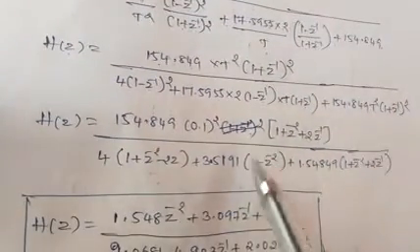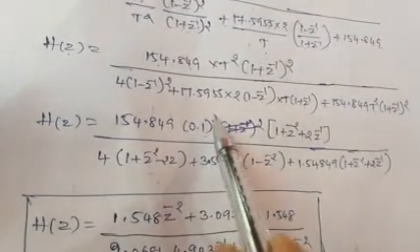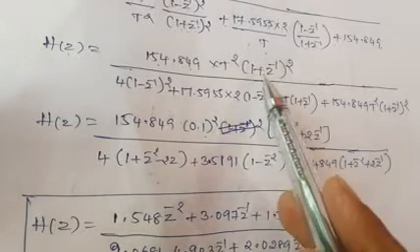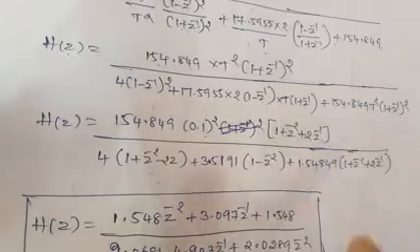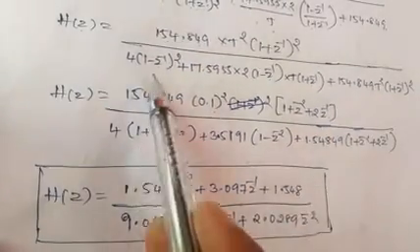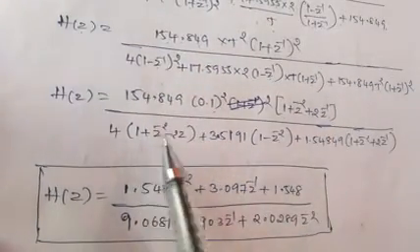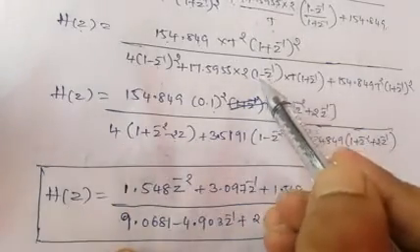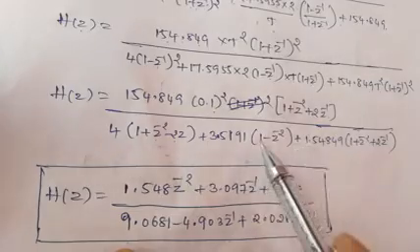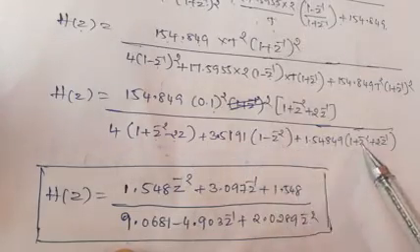Simplifying the numerator, T is what? 0.1 square. And (a plus b) whole square is a square plus b square plus 2ab. Then similarly (a minus b) whole square is a square plus b square minus 2ab. Then (a minus b) into (a plus b) is a square minus b square. The remaining part is as it is.